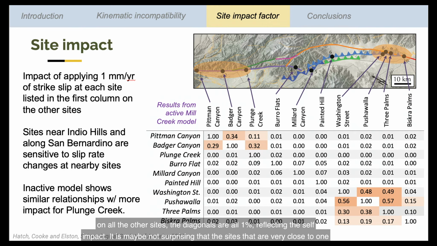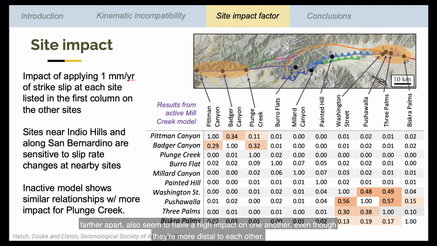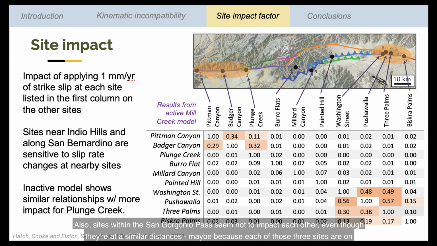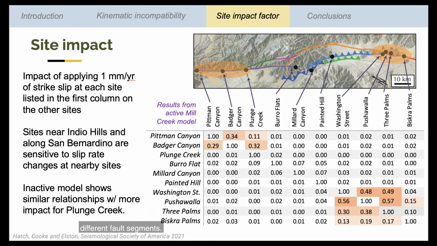It is maybe not surprising that the sites that are very close to one another, such as in the Indio Hills, have a large impact on one another. But then it's interesting that the sites along the San Bernardino strand, which are much farther apart, also seem to have a high impact on one another, even though they're more distal to each other. Also, the sites in the San Gorgonio Pass seem not to impact each other, even though they're at similar distances, maybe because each of those three sites are on different fault segments.